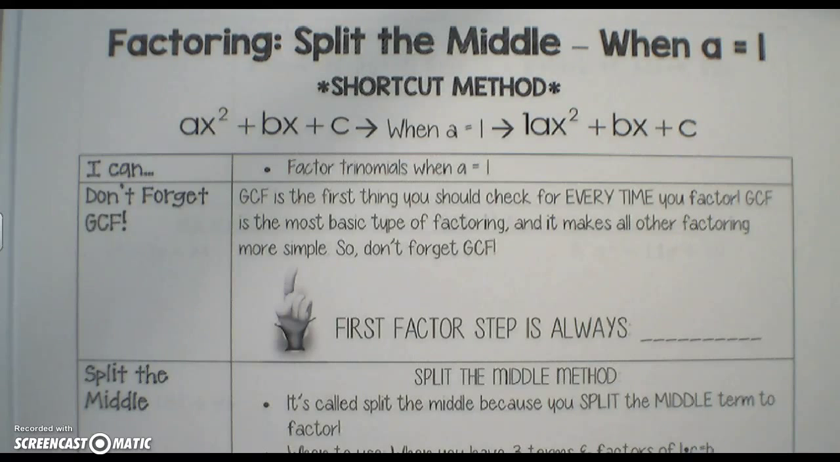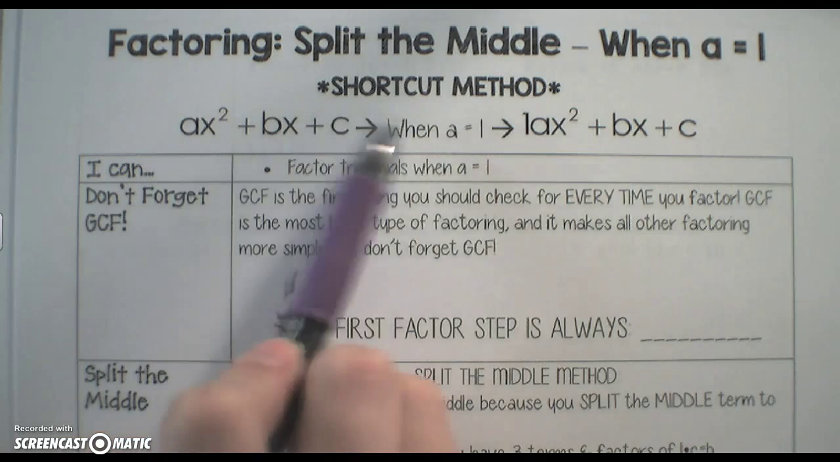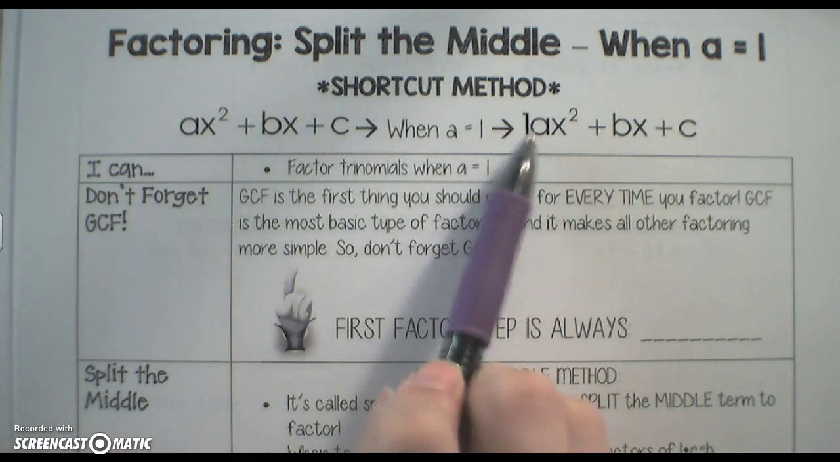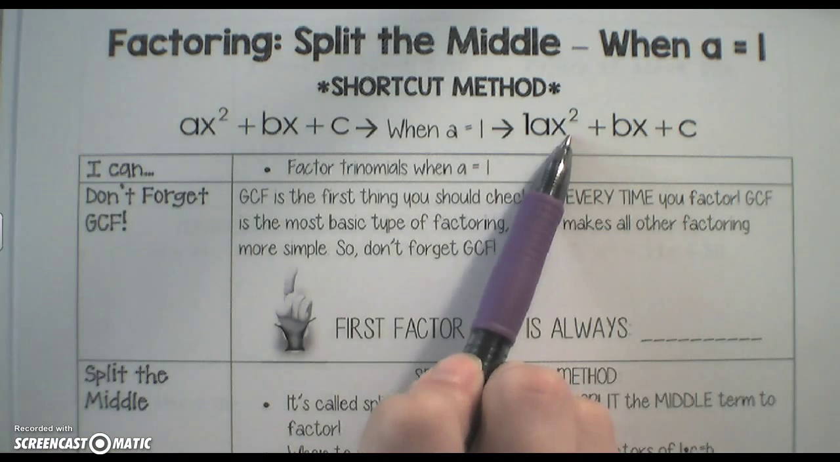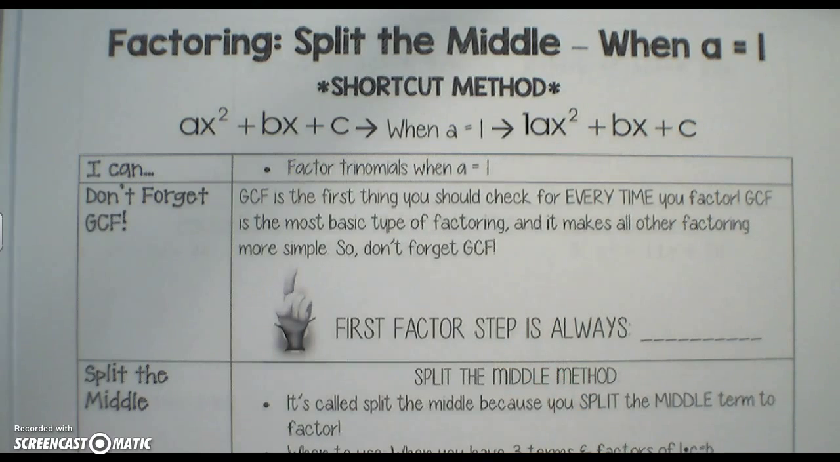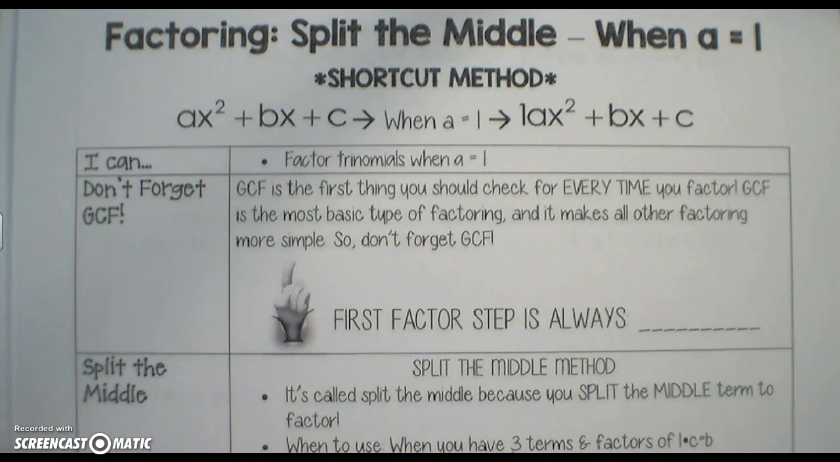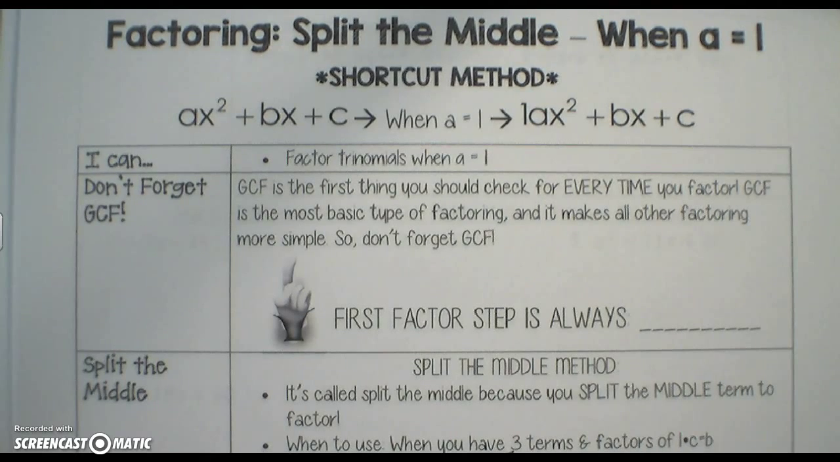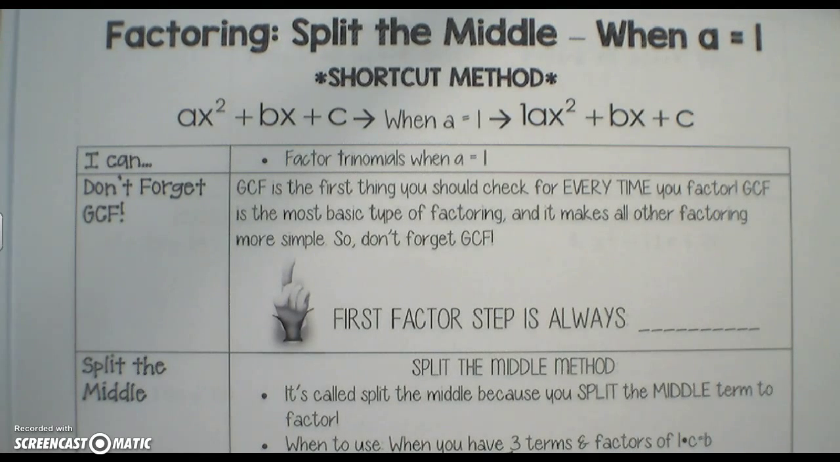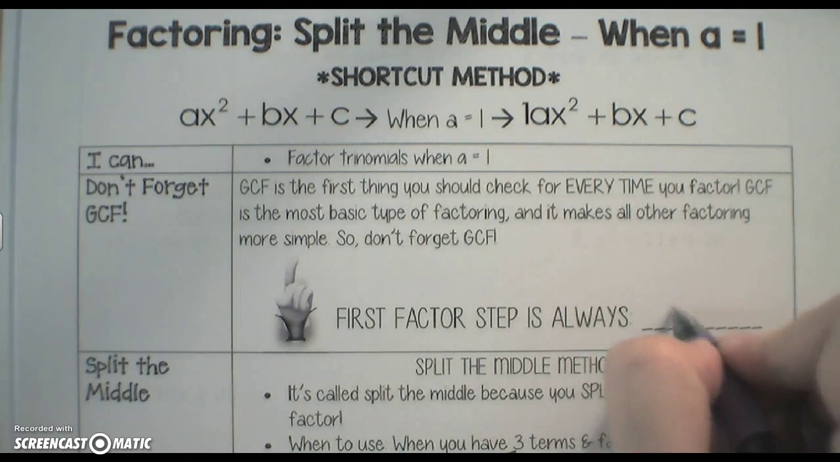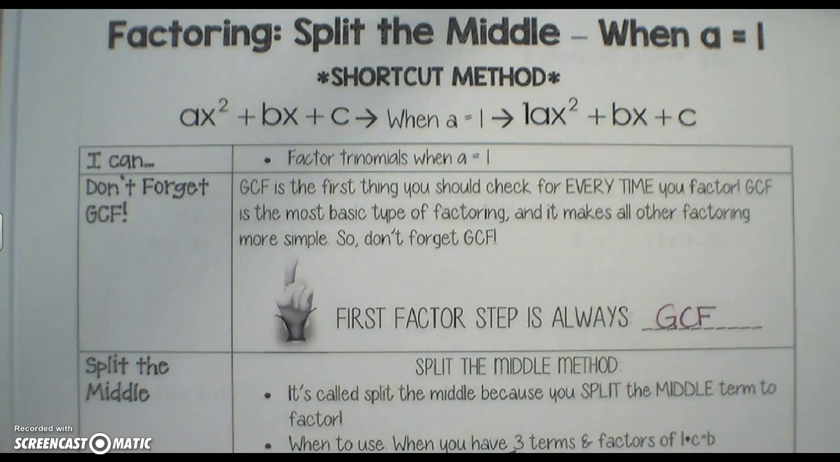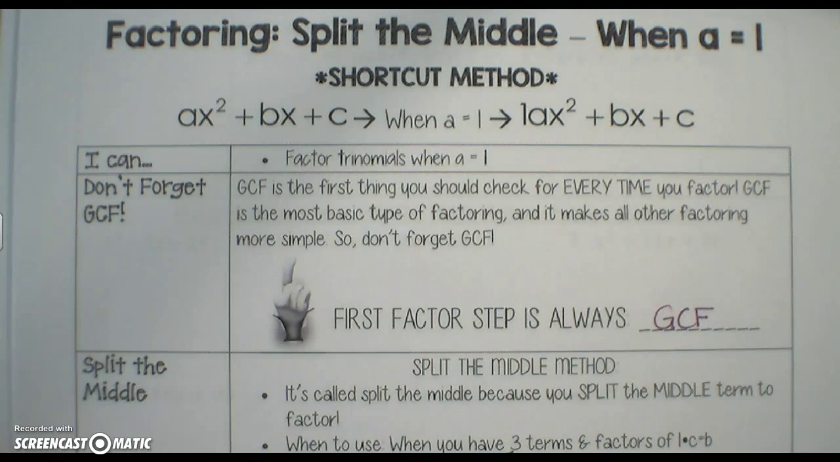All right, so factoring, splitting the middle when a is 1, we're going to learn the shortcut method, which will help make it pretty quick. When we talk about when a is 1, we're talking about the front part. So it's just a 1 or just an x squared, because we don't normally put the 1. So we're just talking about something that has an x squared and no number in front. So don't forget GCF. That is what we always do first. Make sure every single time before you start that you're looking for a GCF.